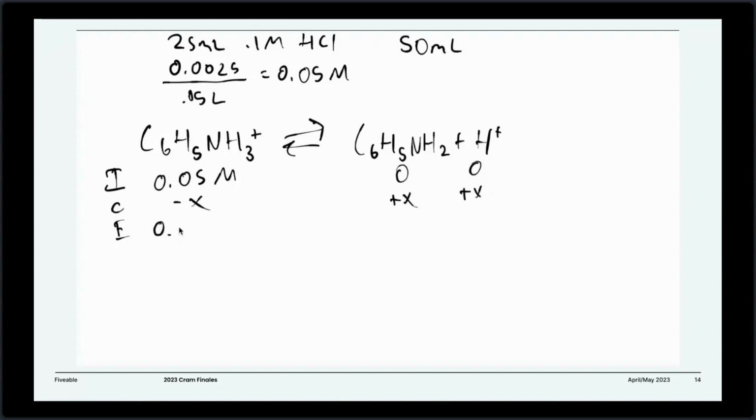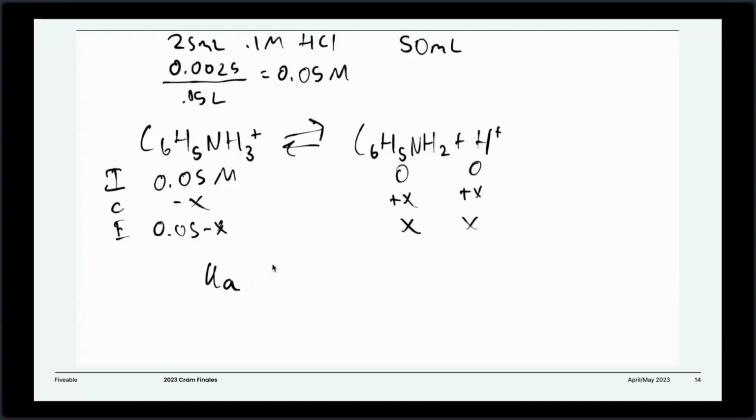So this is going to be 0.05 minus x, and that's going to be our equilibrium concentration for our conjugate acid. And over here it's going to be x, and x as well for the hydrogen. So if we look back to our equilibrium equation, or the constant that we found... Now when we're solving from here, we obviously have a different equilibrium constant. Instead of Kb, we have Ka.